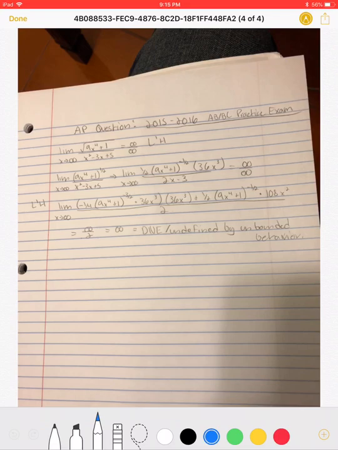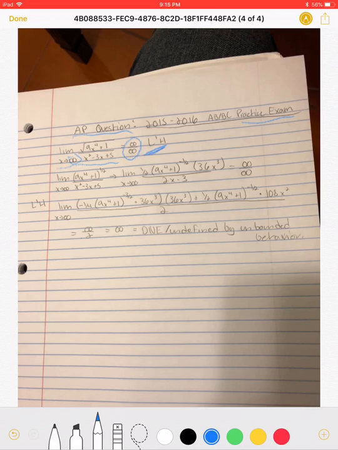This AP question was brought from the 2015-2016 AP BC practice exam on College Board's website. The question goes, the limit as x approaches infinity for the square root of 9x to the 4th plus 1 over x squared minus 3x plus 5. When you plug in infinity, you get infinity over infinity. This means you may use L'Hopital's rule.